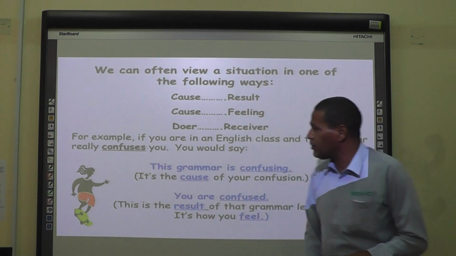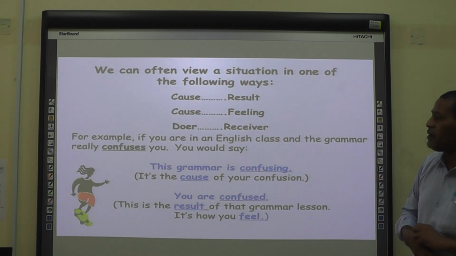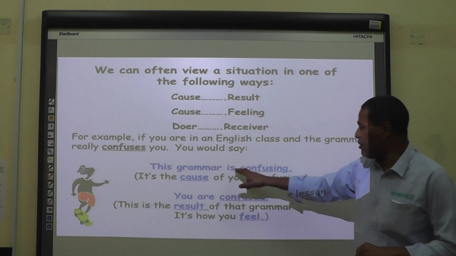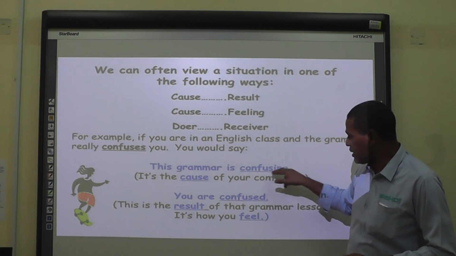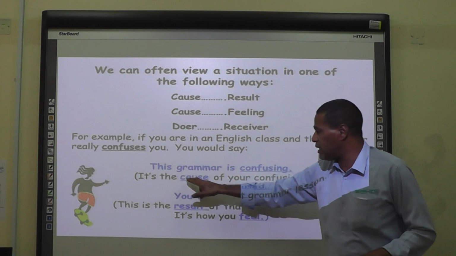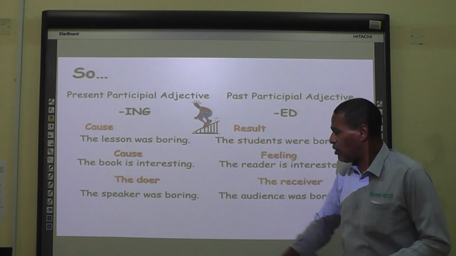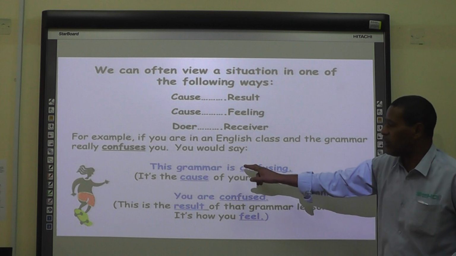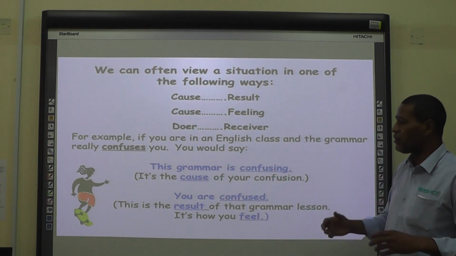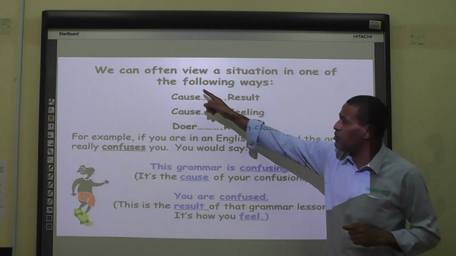For example, if you are in an English class and the grammar really confuses you, you would say, this grammar is confusing. Why are you saying this? Because it is the cause of your confusion. Grammar is the cause of your confusion. So in this case, you are describing grammar. You are not talking about the feeling or the result. You are talking about the cause.